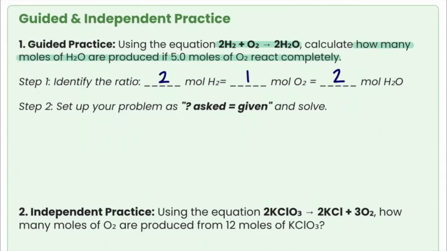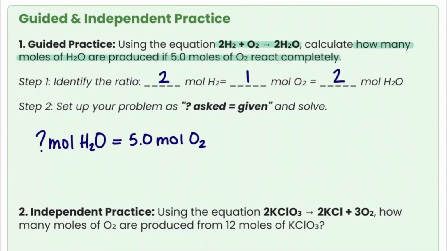Now let's go ahead and set up our problem, just like how I taught you in the last lesson, with what you're being asked equals what you're being given. So start by writing what you want. Question mark, so how many moles of H2O are in 5.0 moles of O2? So we're going here from one substance to another. So we got to use our mole ratio.